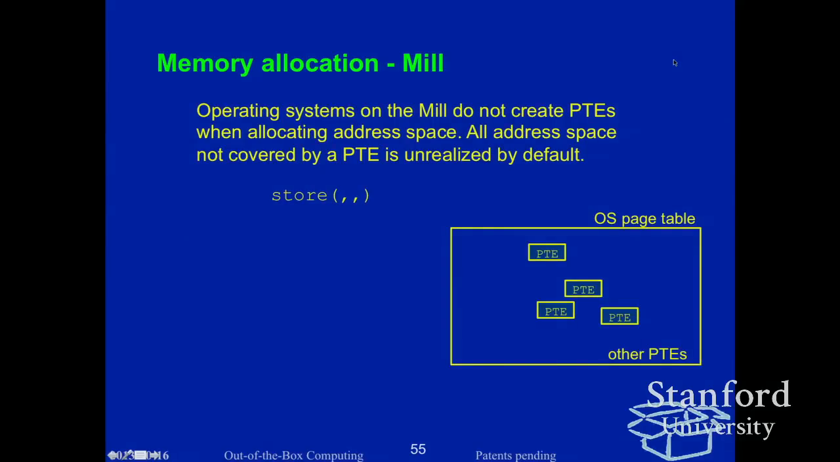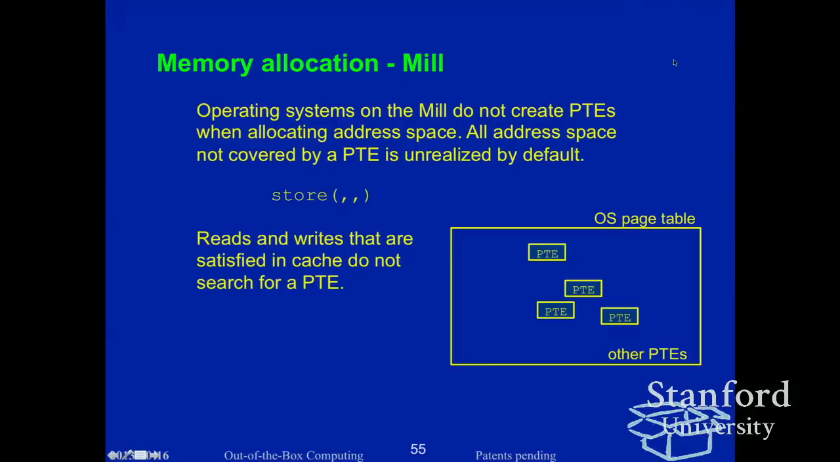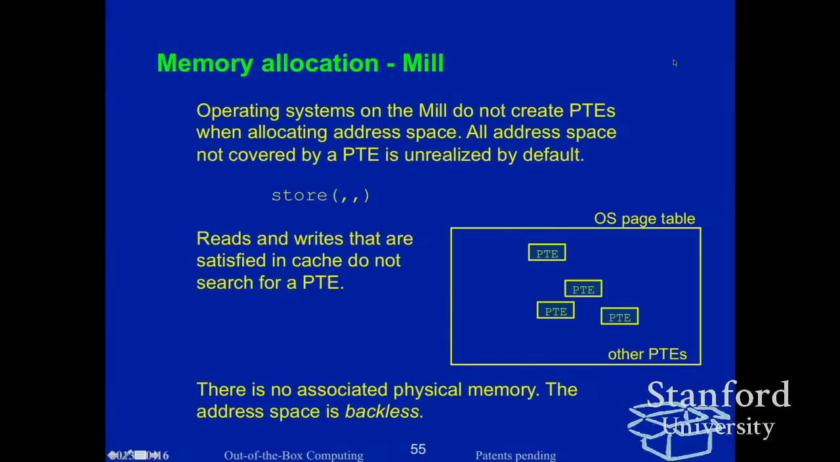We now do a store. Well, remember, stores don't go to memory. Stores only go to the top-level cache. No involvement with the TLB. We don't have to find a page table entry. There's no associated physical memory. And the address space is backless. This is backless memory. Things that live entirely in cache, not in DRAM. There's never even been DRAM allocated.